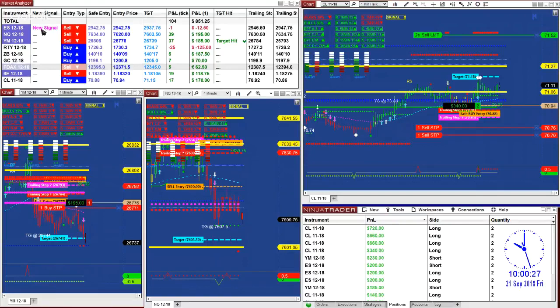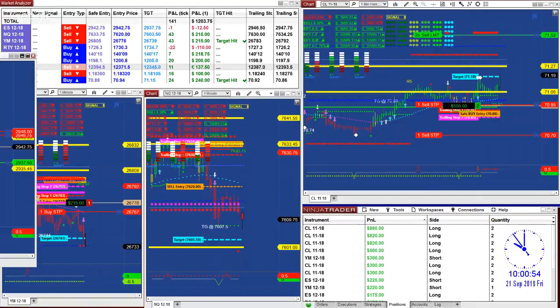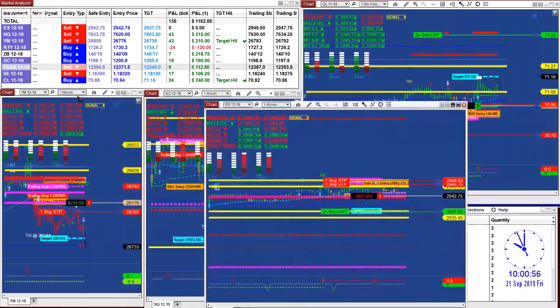There is a new signal on the ES entry. 9.9. We have a new signal. Okay? There is a new signal here. 29.42.75, target 37, and we are already in that trade. So I don't know. It seems like we are out of that trade on the YM. So we are gonna go ahead and in it. Yes, we are.